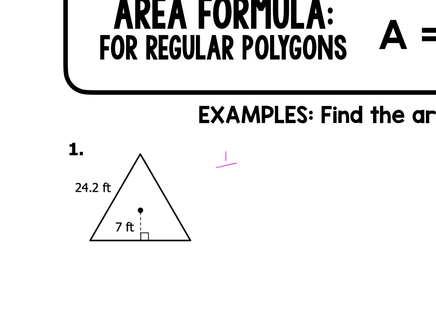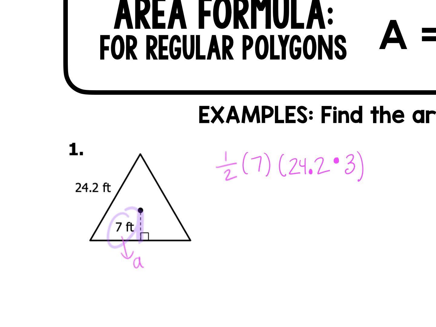So 1/2. The apothem is right here. Remember, the apothem is the distance from the center to the middle of one of the sides. So the apothem is 7. So this is my A value. I'm just going to label it. So the apothem is 7. And then the perimeter, this has 3 sides. So the perimeter would be each side length, which is 24.2, times 3. So this is times 3. So half times the apothem times the perimeter.